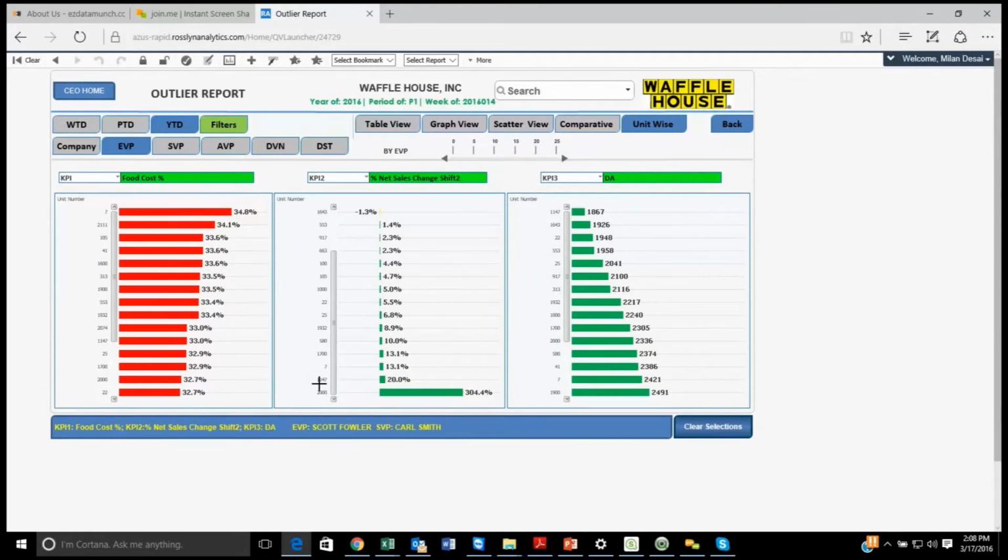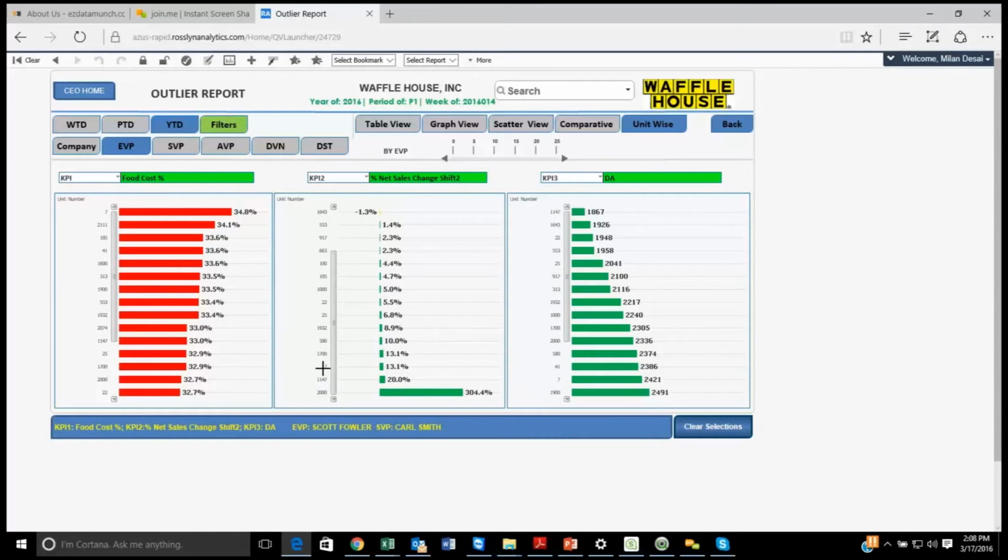Has a pretty good net sales change, a 20% change. So it's actually a good store. Let's look at 7, which has the highest food cost issue, and the 7 is also somewhere here. So it doesn't. The DA is pretty high, significantly higher. So it's somewhere in the middle pack.